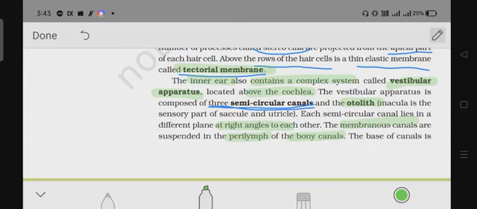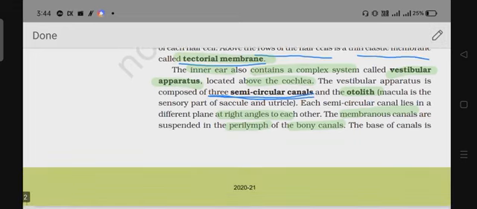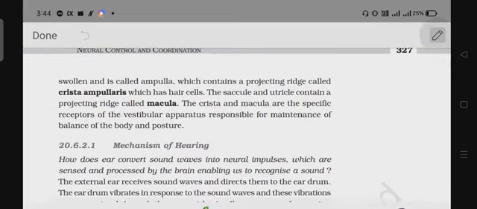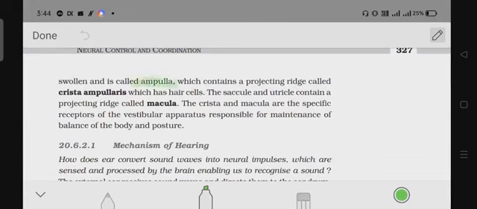It is a bony canal, and inside the bony canal it is perilymph, and inside that perilymph we have membranous canals, and inside the membranous canals we have endolymph. Very simple, right? The bases of the canals are swollen, which is known as the ampulla, and they have a projecting ridge over them, known as the crista ampullaris. And these crista ampullaris also have hair cells.